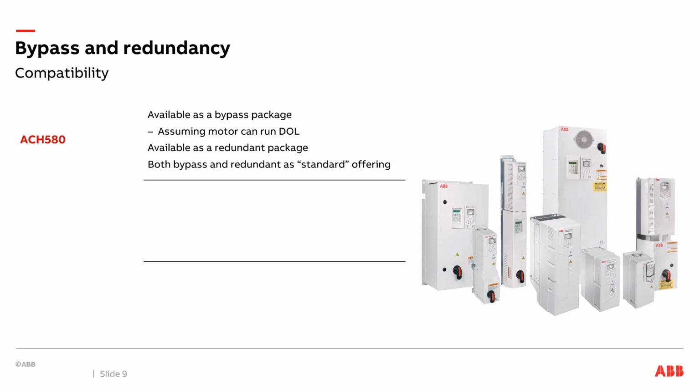Now let's look at redundancy and bypass and what our options are here. So we'll take a look at the ACH580. It's available as a bypass package. I will note there, that's assuming the motor can run directly across the line, DOL, direct on line.